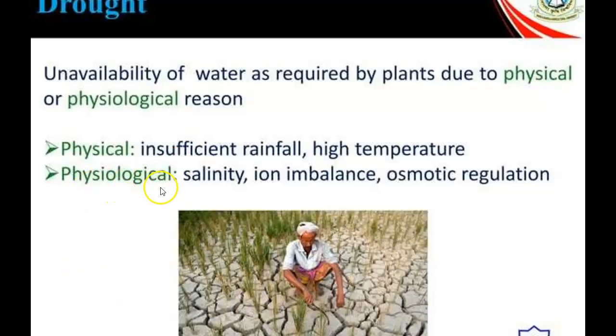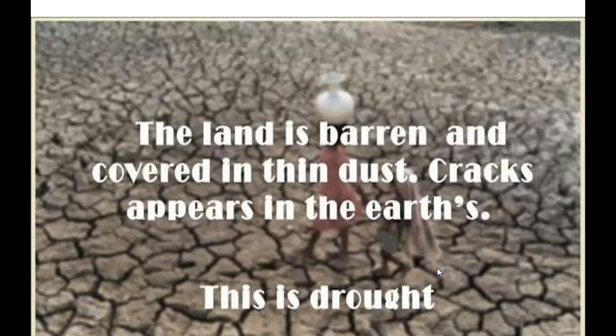In the case of physiological drought, water is present physically but not available to the plants because of an imbalance in ions. That could be because of salinity, or osmotic regulations which make water unavailable for the plant. In that situation the plant is under physiological drought. Land that is barren and covered in thin dust, with cracks appearing on the earth, is called drought land.